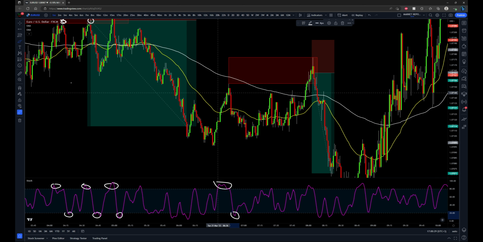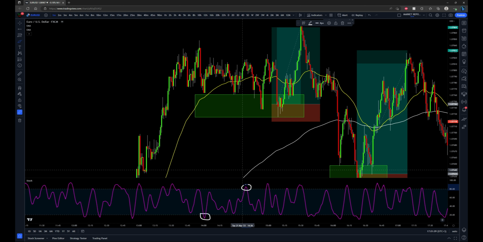Then we'll move on. Don't have any proper setups, so all the way up here are our next ones. Now on this pullback here, we see oversold, then overbought here. So what's the lowest point between these 2 points? Well, it's right here at this low. So that is our stop loss hunt low.